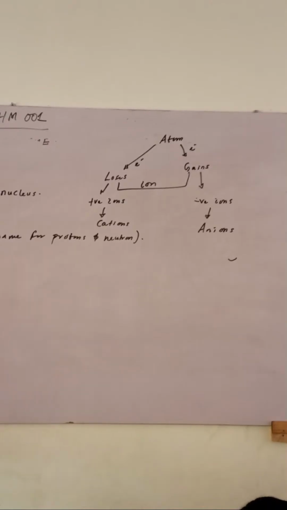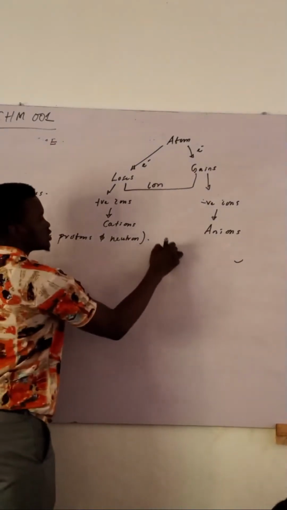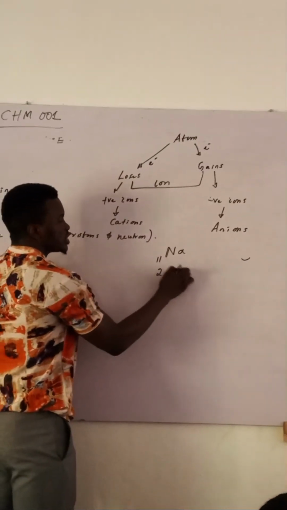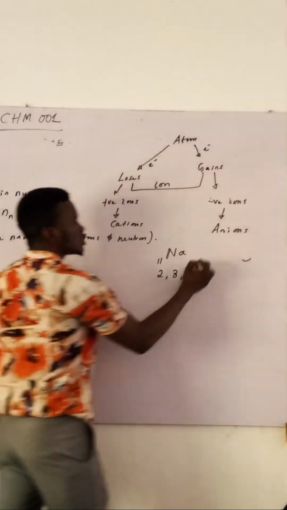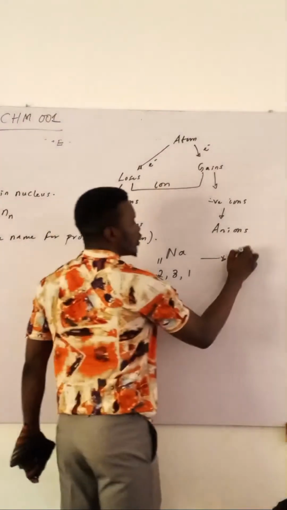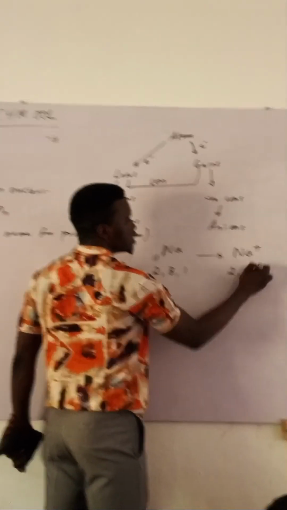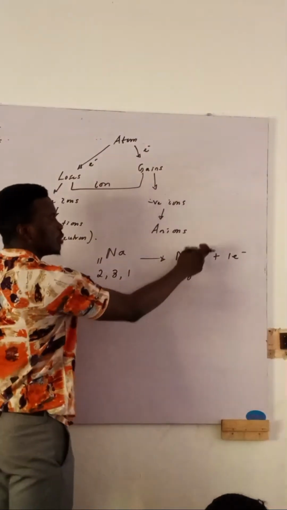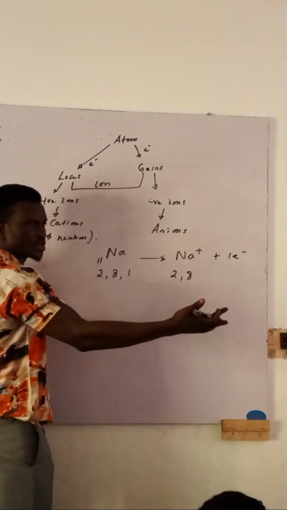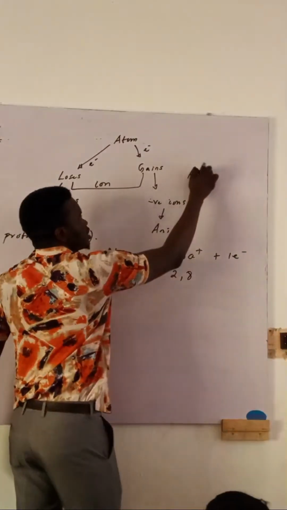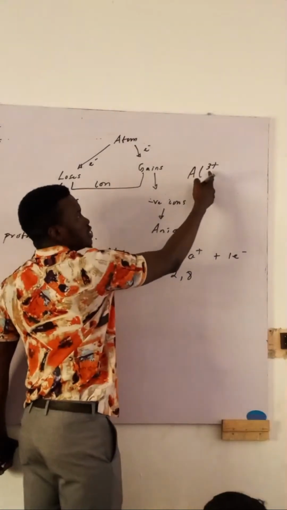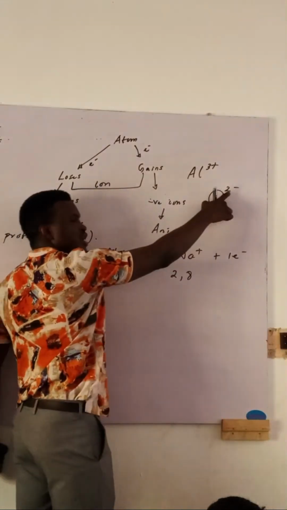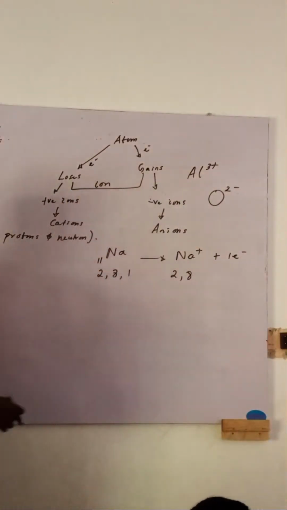Let me give you an example. Let's say this is sodium. The atomic number for sodium is 11. The electronic configuration is 2,8,1. When sodium loses one electron, it will form Na+, with configuration 2,8. So it has lost 1 electron, then it's carrying plus. The number of plus indicates the number of electrons lost or gained. So if I write Al 3+, it means it has lost 3 electrons. If I write O 2−, it means it has gained 2 electrons. I hope you are following.